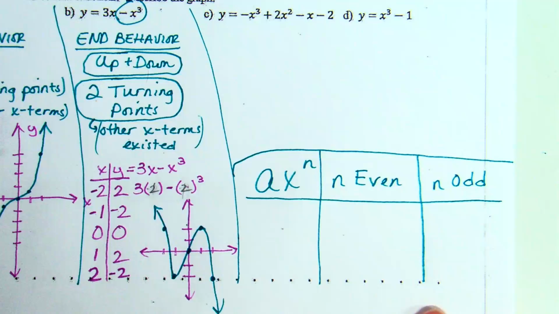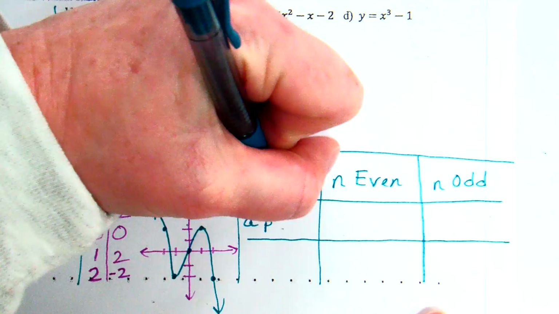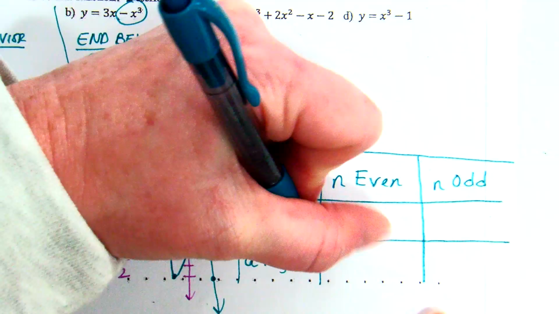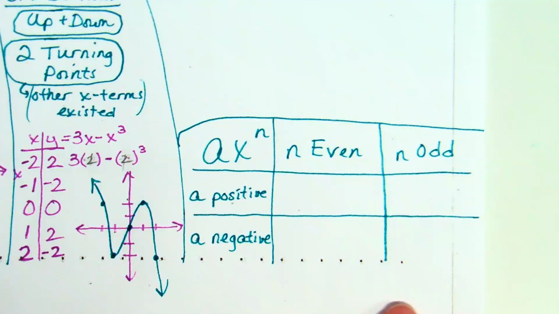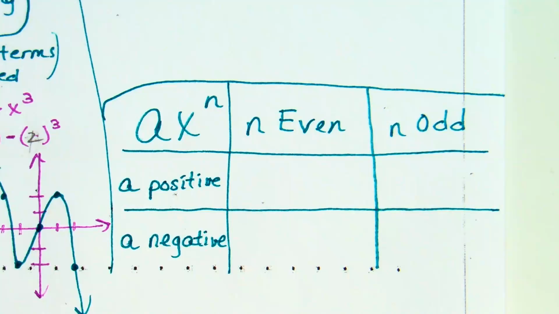Because this chart is what I'm going to suggest you have beside you when you're doing homework. Because keep in mind, all we've talked about are cubics today, right? And we talked about our quadratics a little bit. But these rules apply to any powers.